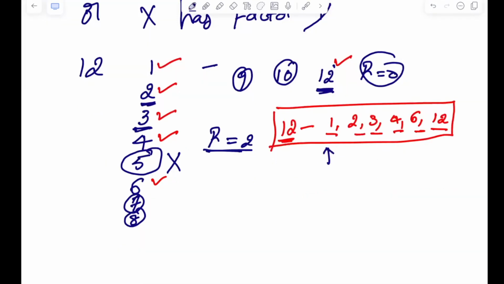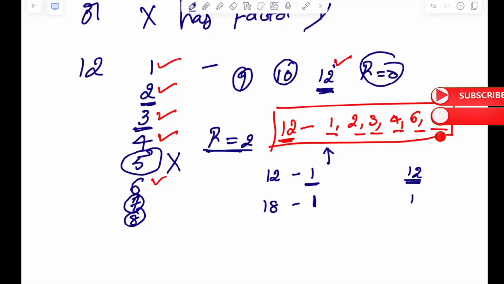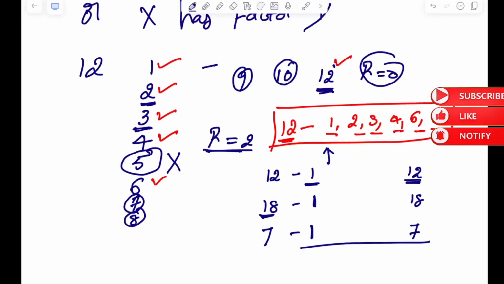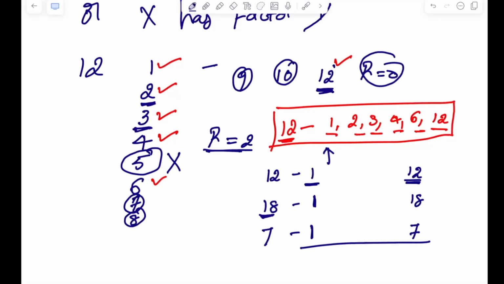From this, what did we learn? For any number, 1 and the number itself will always be factors. Let's take 18. So 1 and 18 will always be factors of 18. Let us take number 7. So 7 will have factors 1 and 7. So the number 1 and the number itself will always be factors for that number.